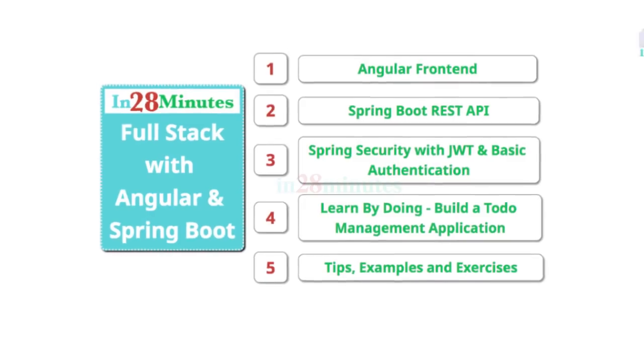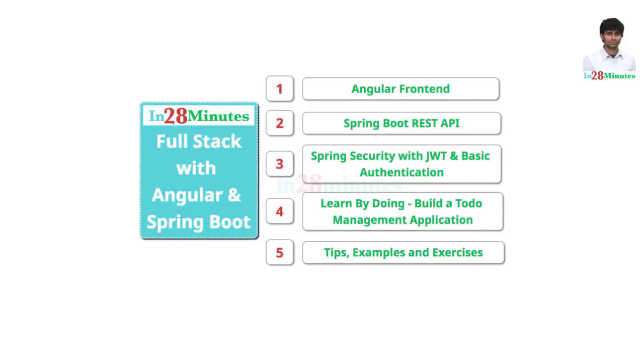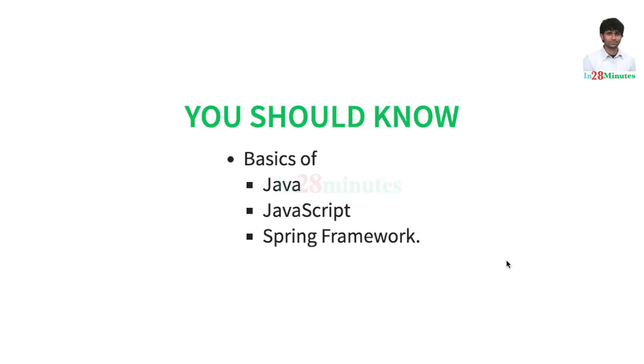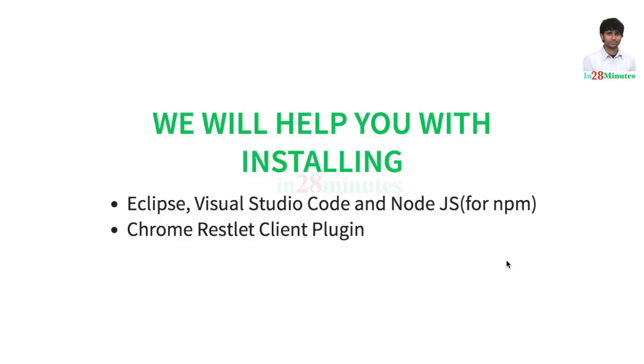We'll use Spring Security to secure our RESTful API, and we would use two different approaches. Number one, basic authentication. Number two, JWT or JOT, JSON Web Token. We would expect you to know the basics of Java programming, a bit of JavaScript programming experience, and a little bit of experience working with dependency injection with the Spring framework. We would be helping you to install all the tools that you would need for this course.